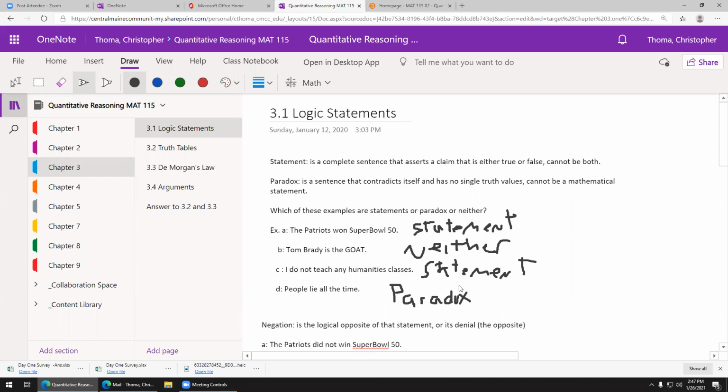If I said people lie some of the time, then that would be a statement. But because of the word all, exactly, there's no room for error there, right? If people do lie all the time, then I can't be currently telling the truth, which means I just contradicted myself. So that is a paradox.